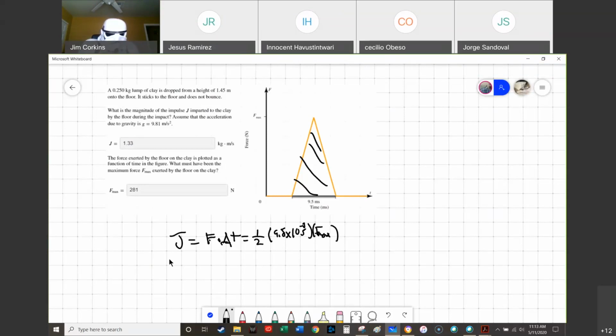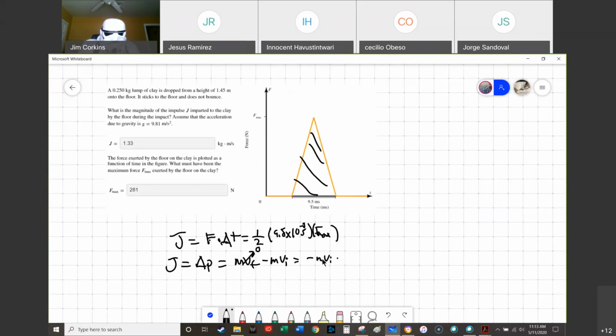The other way to find the impulse is that it is equal to the change in momentum. So that is equal to mass times velocity final minus mass times the initial velocity. The final velocity is 0. So the total change in this impulse in this case is negative m v_i.